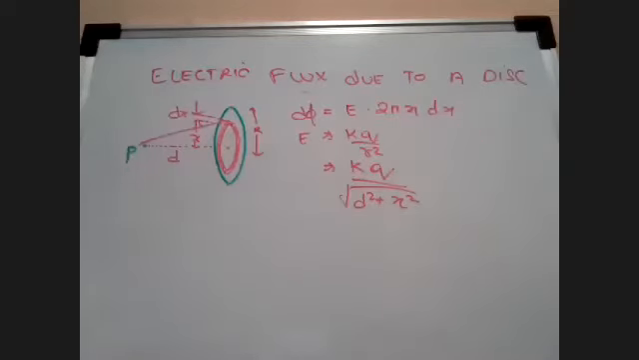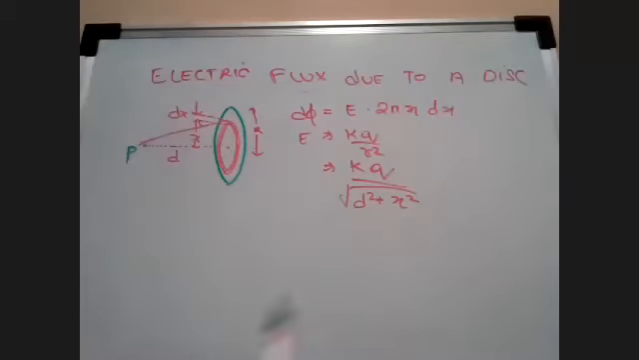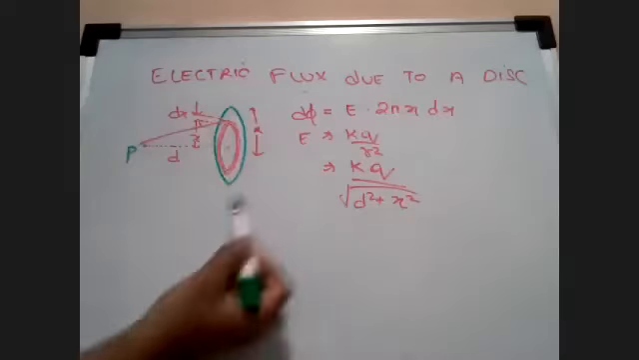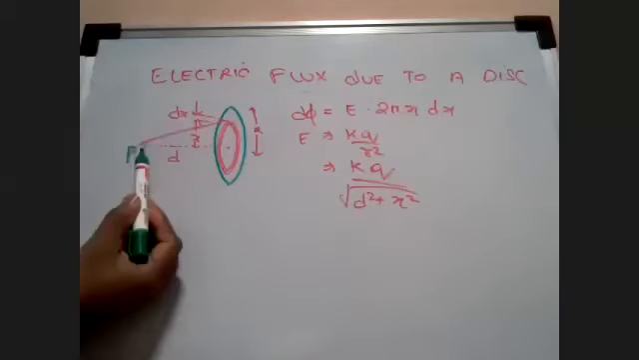Fine. So see, look here. Right now we are trying to find out the electric flux due to a disk. Now look at this green thing. This green circle over here is basically the disk, and we have to find out the electric flux at this point P.